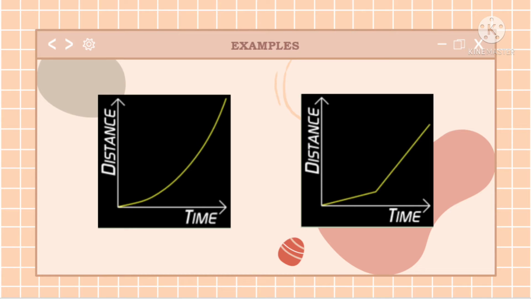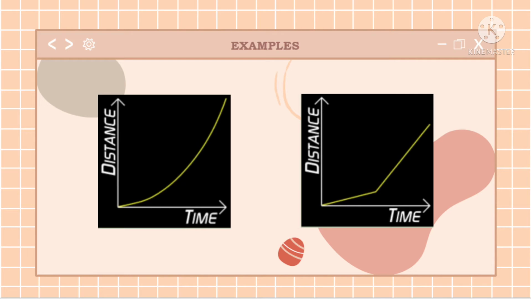In this first example, the line is curving upwards. This shows an increase in speed, since the slope is getting steeper over time. In other words, in a given time, the distance the object moves is larger, which means it is accelerating.